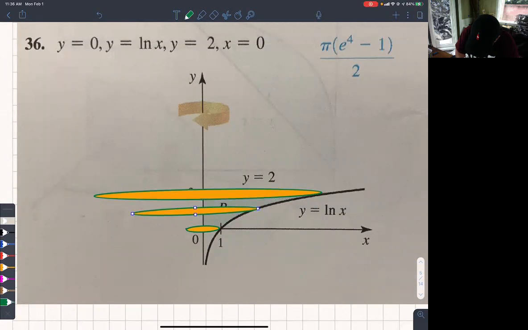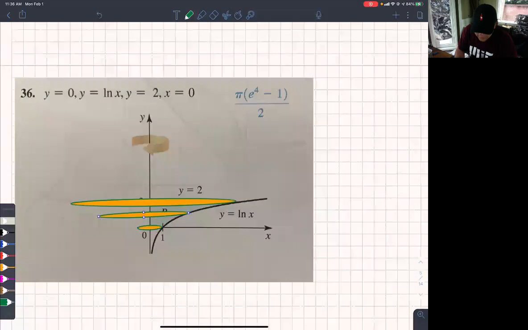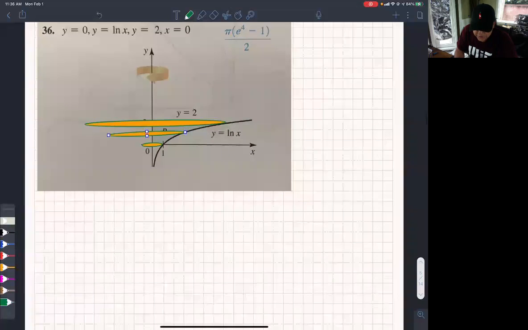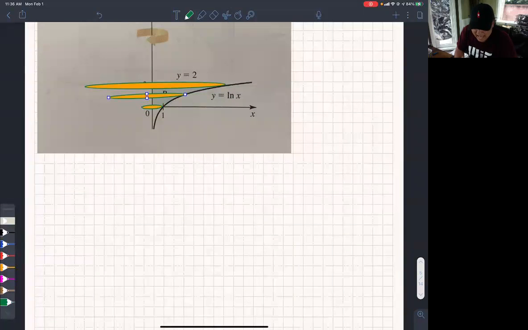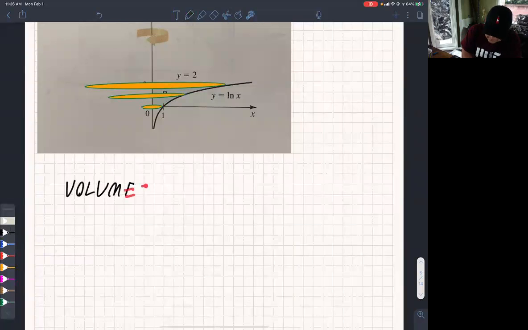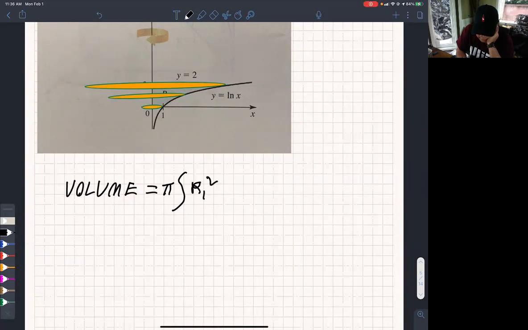So we have these going up and down the whole thing. There are an infinite number of disks, and we want to add them all up. So what's our volume? The volume, we add them up. What's the volume of a disk? It's pi, and I'm going to do r1 squared because the r is used already. And where's my first disk? Right here at y equals 0, and the last one is at y equals 2. So I'm going to add up the disks from 0 to 2.